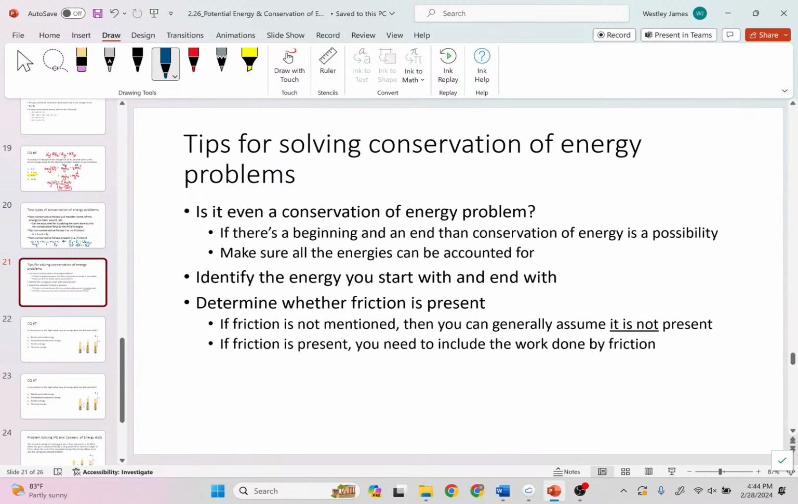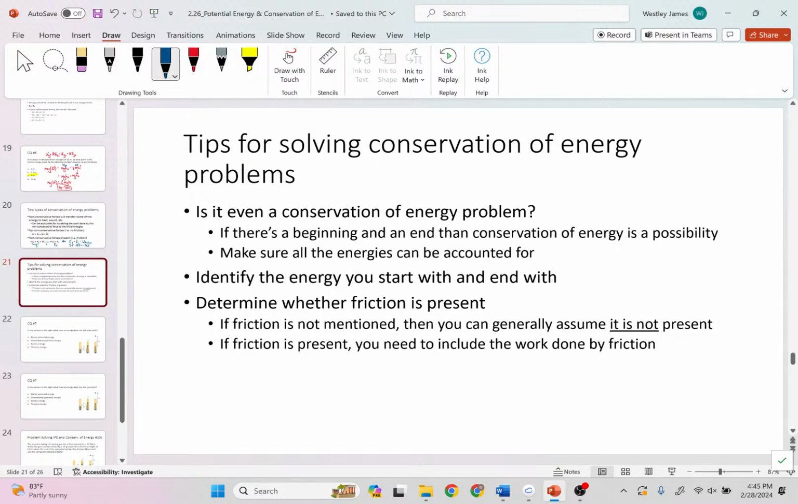When we get to momentum, how do you know it's a momentum problem? There's a beginning and an end and things are colliding. If they're not colliding, it's an energy problem. Make certain you account for all the types of energy. There's literally only 3 types we've talked about: kinetic, potential due to a spring, potential due to gravity. Those are the only kinds of energies.